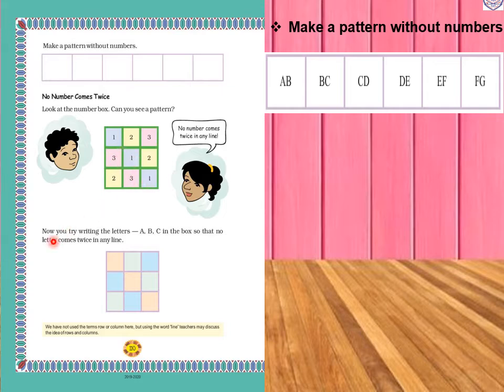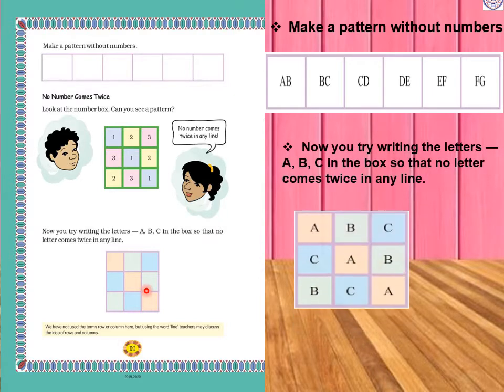Okay. So now you try writing the letters ABC in the box so that no letter comes twice in any line. So in this box we have to write ABC and we have to keep in mind that no letter should be repeated in the same line. So how will we do it? First we will write ABC, then we will write CAB, then BCA. So one time we will check, okay, no letter will repeat.